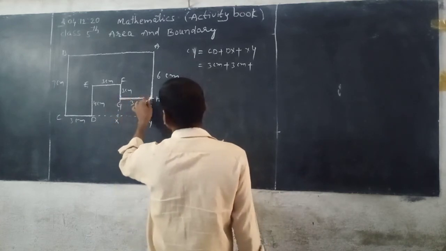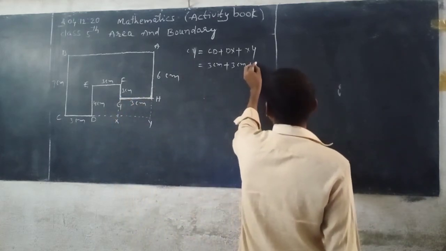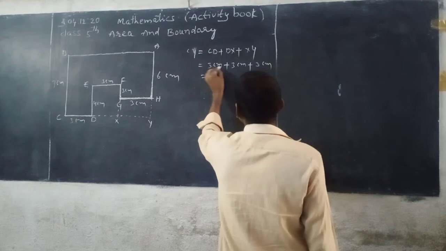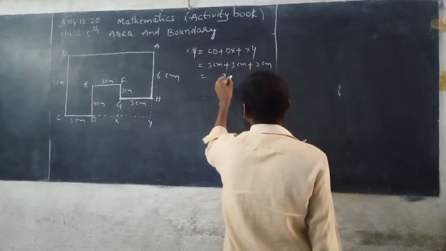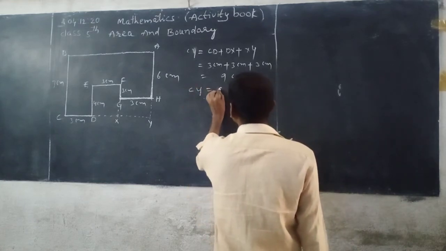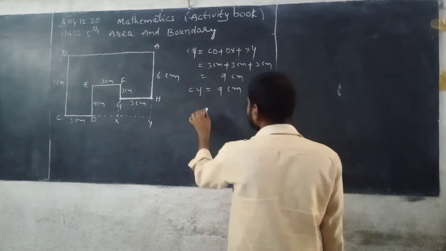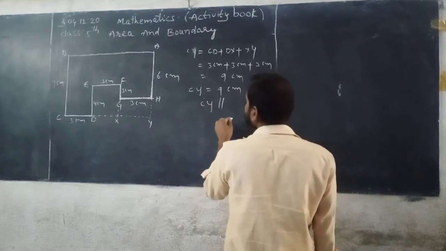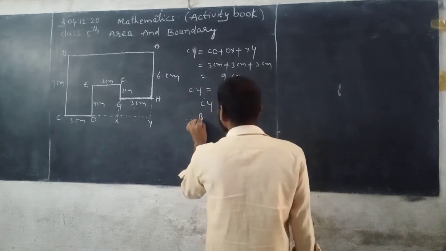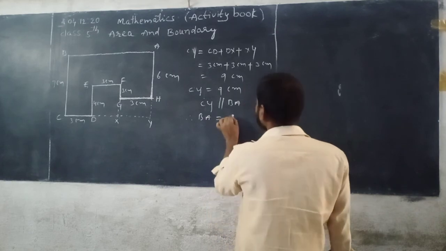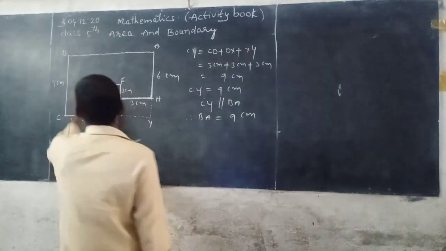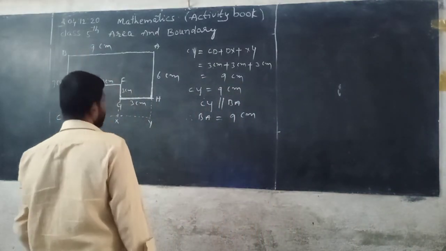XY is parallel to GH, then you can write 3 centimeter. Now 3 plus 3, 6. 6 plus 3, 9 centimeter. See here, CY is equal to 9 centimeter. CY is parallel to BA. Therefore BA is also 9 centimeter. Then you can write here 9 centimeters.